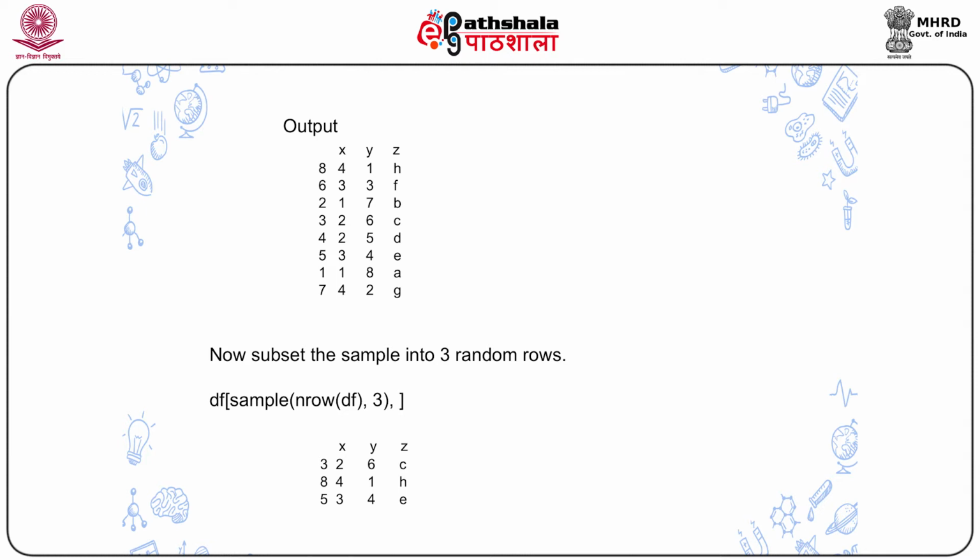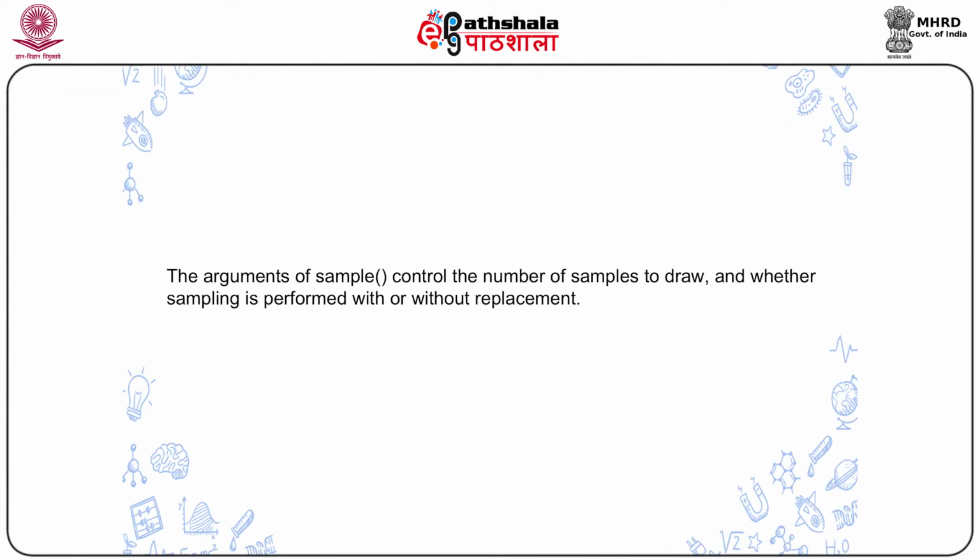Now, we want to subset the sample into 3 random rows. For this, we are using this command and here is our output. Here, the third, fourth and the fifth rows are selected at random. So, the output will be like this. Here, as we may have already known, the arguments of function sample control the number of samples to extract and whether sampling is performed with or without replacement.